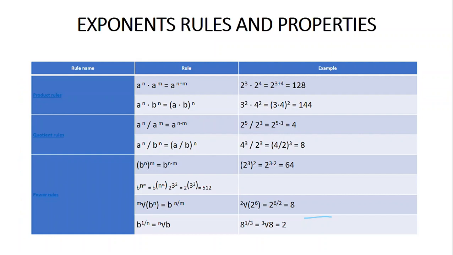625. Now let's analyze some rules that we can apply if we are solving exercises with exponents. The product rule is the first one, and we have two cases. The first case is a to the n times a to the m. We can notice that in this case we have the same bases. A is the base in both of the numbers that are multiplying.